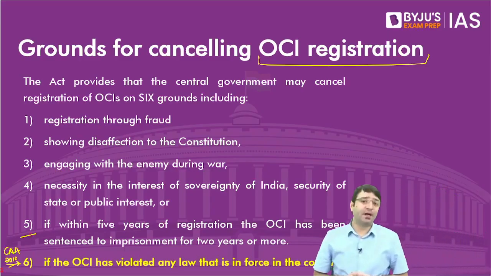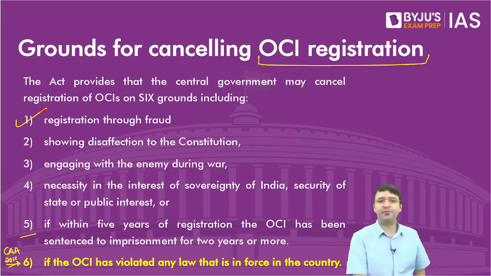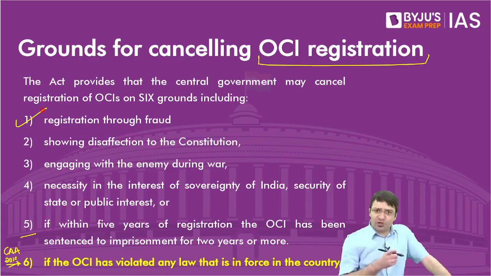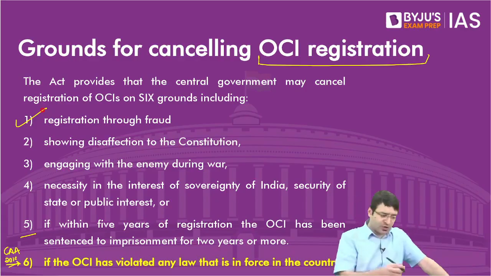What were the previous 5 grounds on the basis of which your OCI card could be cancelled? Number 1, if it was done through fraud. For example, you are from Pakistan, but you applied for an OCI card, you got the OCI card, but you faked it and said you are from Russia, but you were ideally from Pakistan. That means you got this OCI card through fraud. Once the government comes to know about this, your OCI card is cancelled.